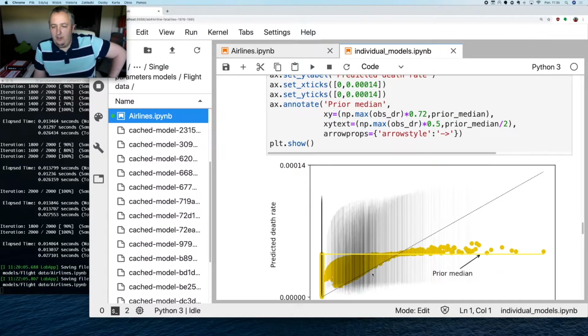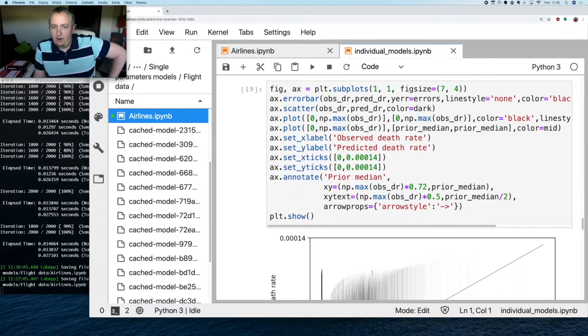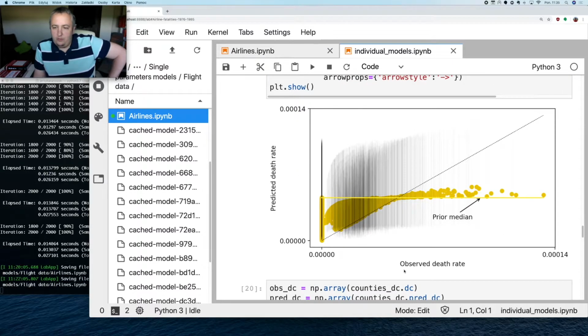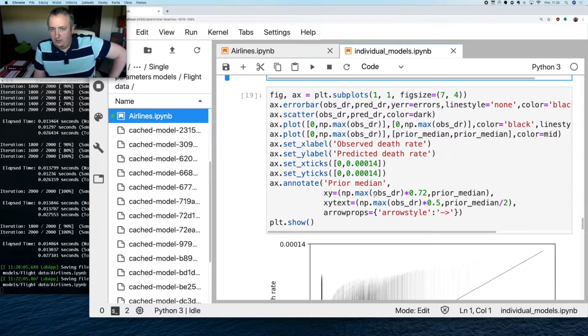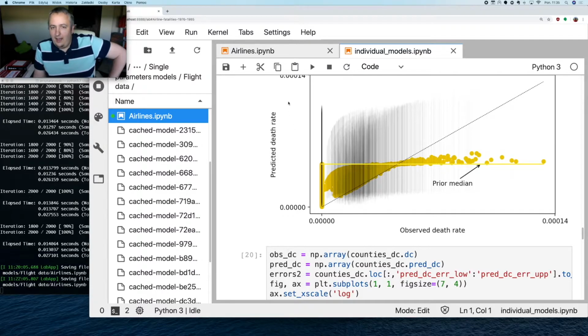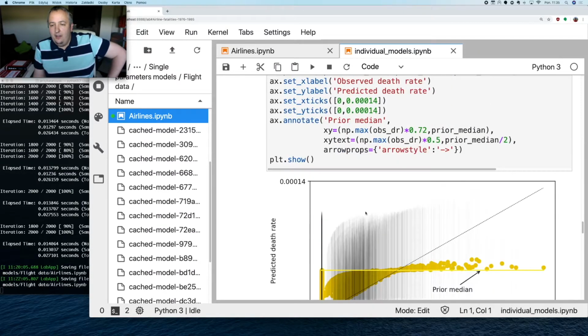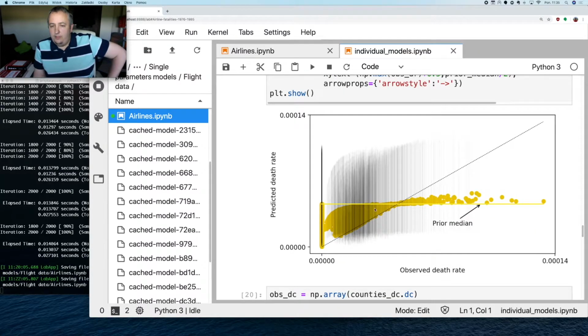And what we have here, as a function, is the observed death rate, which we computed individually for this one on the same scale, and we have a predicted death rate. What's happening here is that we have an effect called shrinkage in the case of our model, in those predictions.